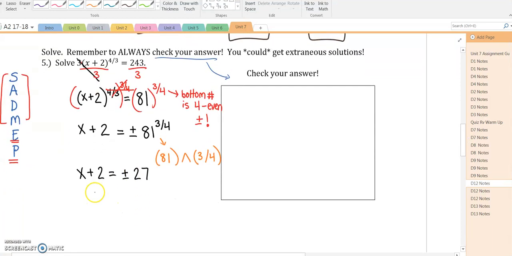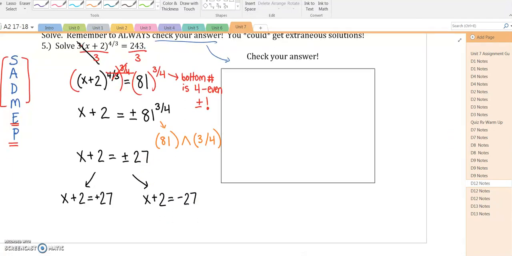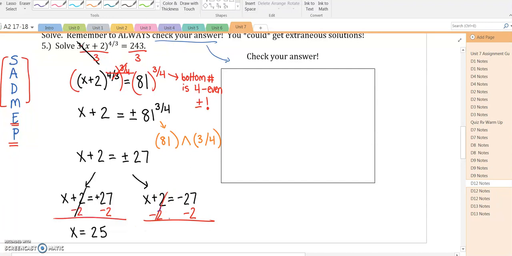Now when you get a plus or minus, that means you actually have two equations. So I'm going to split this up. I'm going to write x plus 2 could equal positive 27, which you could put a plus there if you want, and then x plus 2 could equal a negative 27. That's what the plus or minus means. And then these are the final equations I'm going to solve. So now to solve this, I'm just going to subtract 2 from both sides. That gives me x equals positive 27 minus 2 is positive 25. And over here, I'm going to do the same thing. Subtract 2. But I get a different answer because negative 27 minus 2 is negative 29.